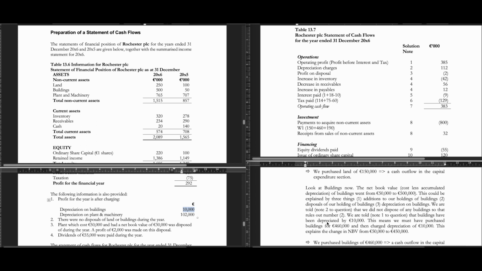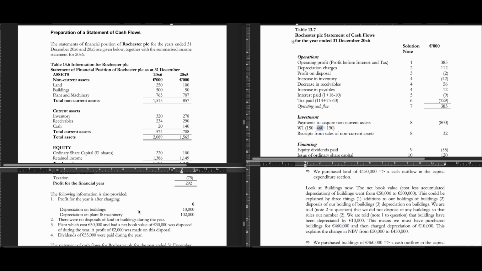So that means we must have purchased buildings for 460,000, because we started off with 50,000 of buildings. We depreciated by 10, which means the buildings would have been down to 40, and then we're ending up with 500. So we must have bought 460,000 of buildings. So that's that 460 there.